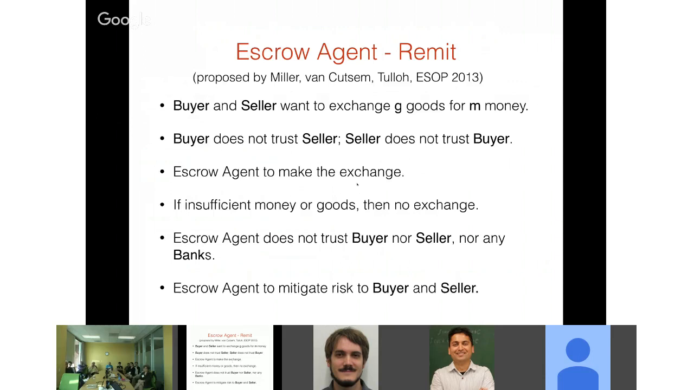And the point of the escrow agent is that the buyer and seller will somehow agree with this and then use the escrow agent to mitigate the risks. So in that sense, the buyer and seller are trusting the escrow agent, but this doesn't mean that the escrow agent trusts a particular buyer or a particular seller, and neither does it mean that an escrow agent is actually trusting any particular bank. Okay, because again, there's no central trusted authority.